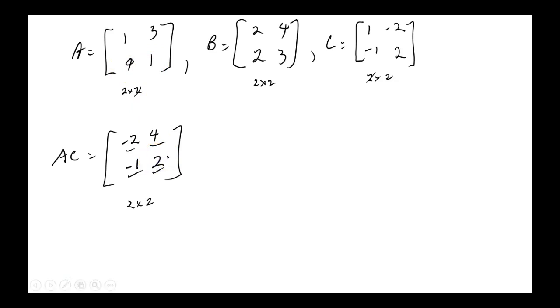Okay, 2, 1 entry: negative 1. 2, 2 entry: 2. All right. Now let's do BC, and let's see if they got it right. Yeah, they did. Good for them. Okay, let's do BC.